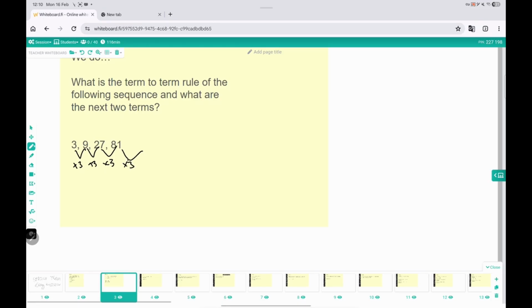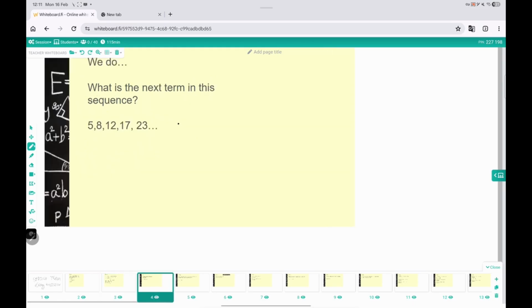I think that I can do. That should give me 243, but it's 243 times 3 I'm slightly worried about. That's going to be 729. Okay, there we go. That's it. So term-to-term rule times by 3. Next two terms, 243, 729.